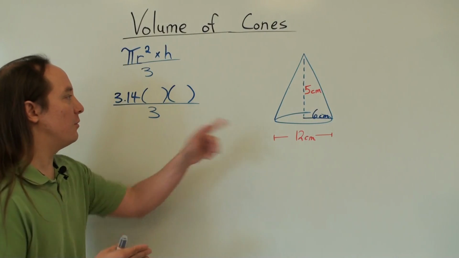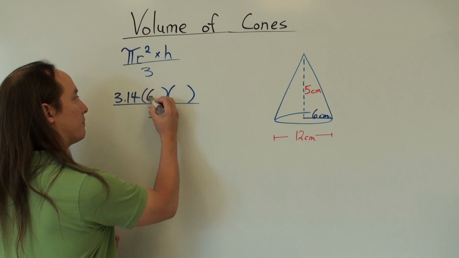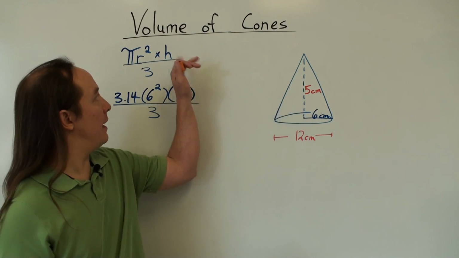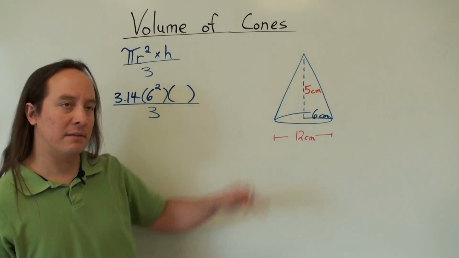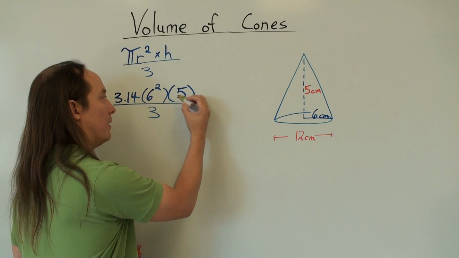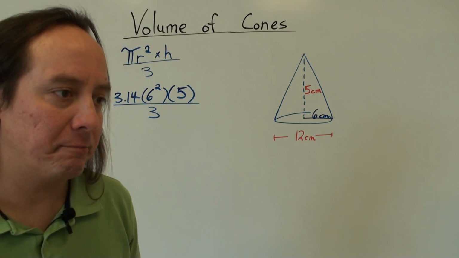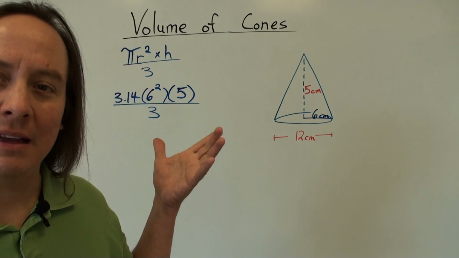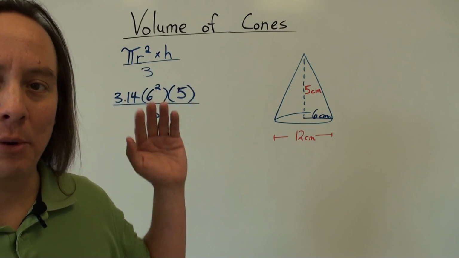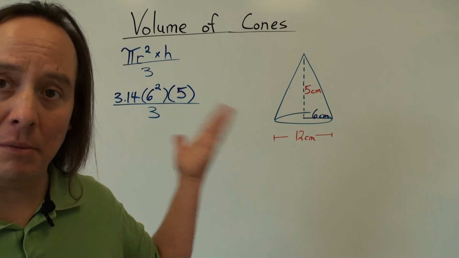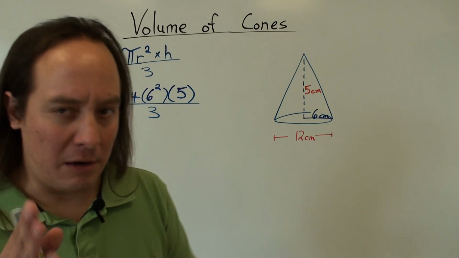Okay, so 6 squared. All right. And the height, or the h times h, is 5. That's the height, right? So 5. And that's basically it. I mean, obviously we have to solve it, but as far as setting up the problem, it's not too crazy. It's just a basic formula that you just plug in the information from the problem into the thing. Radius, make sure you understand what that is.